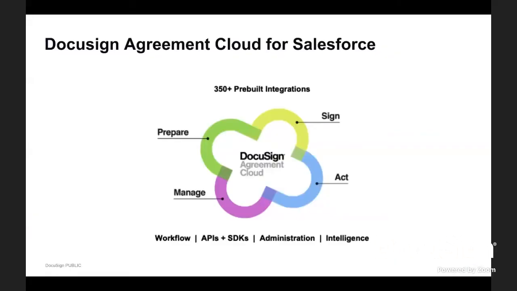DocuSign Agreement Cloud. Many companies associate DocuSign as an eSignature company. While eSign continues to be a strong cornerstone for our company, we also support our customers with all parts of the agreement lifecycle. For example, prepare, where customers can generate documents and negotiate with counterparties. Sign, where customers can sign the documents. Act. Act allows customers to define business rules so that, for example, when a counterparty signs the document, further steps can be automated without any manual intervention.